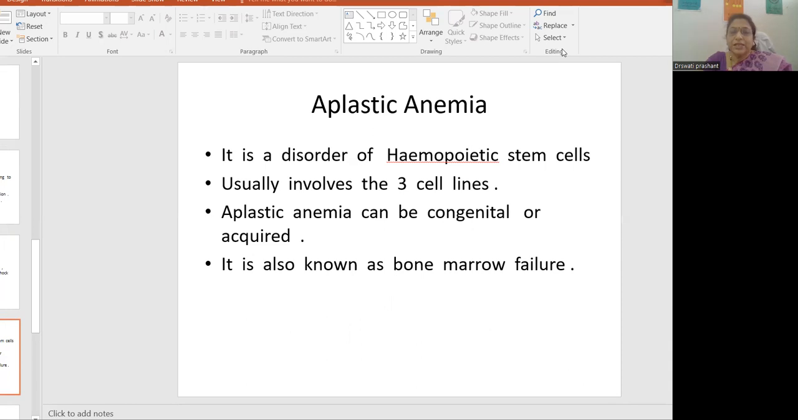Aplastic anemia, the name itself suggests that there is aplasia of the bone marrow leading to severe anemia. All the three cell line series are involved in this. It is a disorder of hemopoietic stem cells, usually involving the three cell lines. Aplastic anemia can be congenital or acquired. It is also known as bone marrow failure.